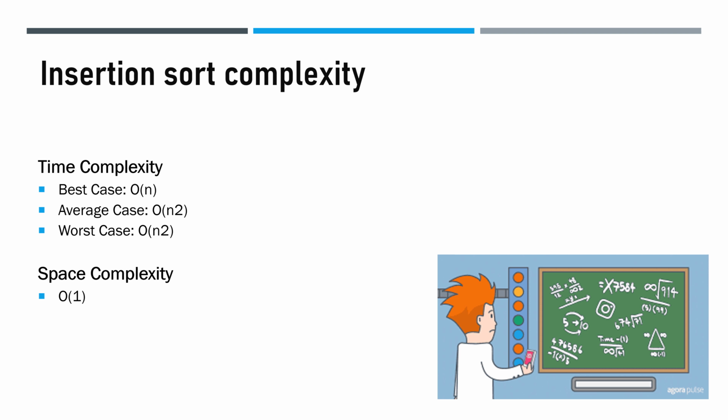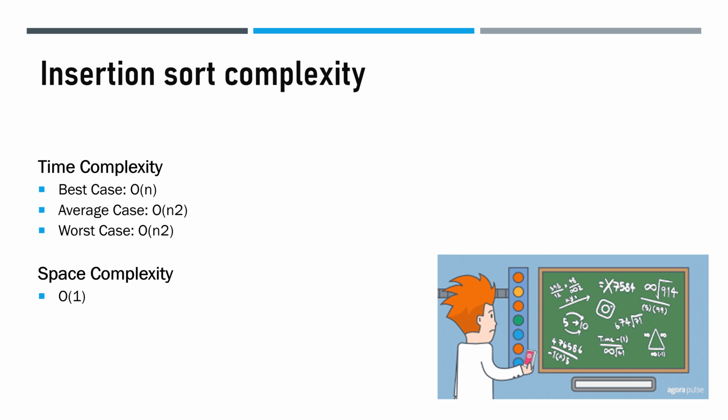Now let's see the time complexity of insertion sort in best case, average case and worst case. We'll also see the space complexity of insertion sort. Best case complexity. It occurs when no sorting is required, that is, the array is already sorted. The best case time complexity of insertion sort is O(n). Average case complexity. It occurs when the array elements are in jumbled order and not properly ascending. The average case time complexity of insertion sort is O(n^2).